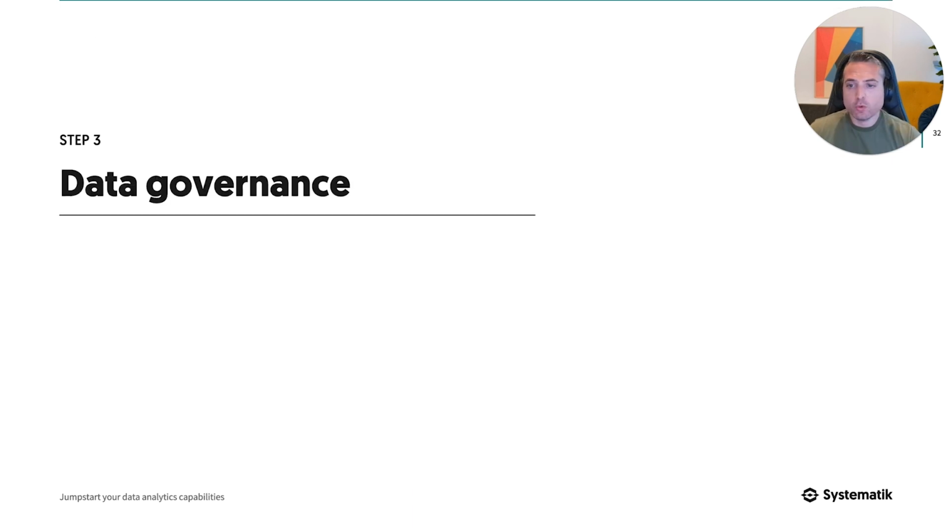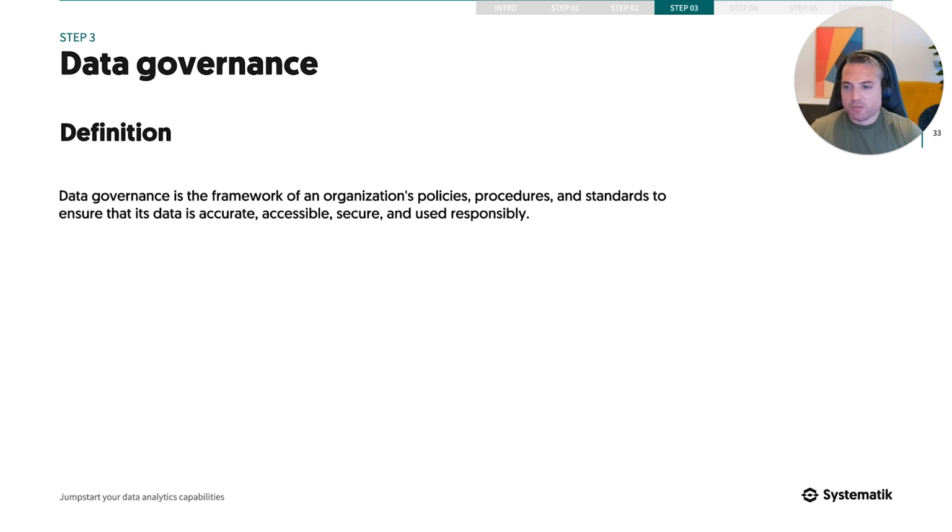All right, so now we move on to data governance. This is a big word and it's not very clear to everyone what this means. So let's start with a definition. Data governance is the framework of an organization's policies, procedures, and standards to ensure that its data is accurate, accessible, secure, and used responsibly. So basically, this is a big bucket, and this is where you're going to define how you're going to use that data, and document it, over the whole lifetime of the data, from data collection to even retirement when we delete it, right?